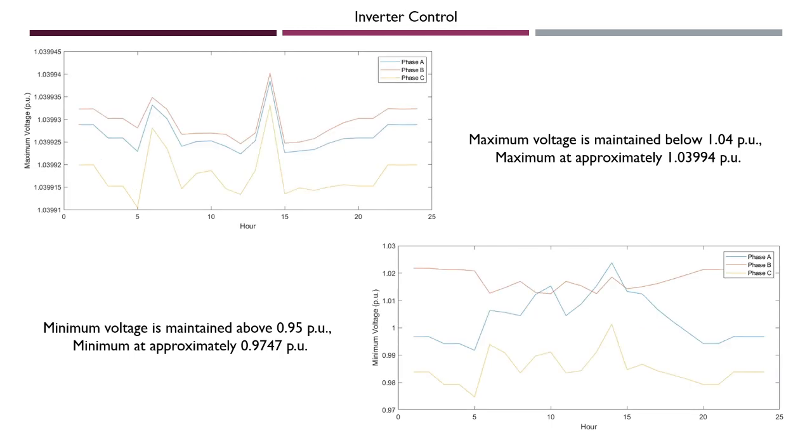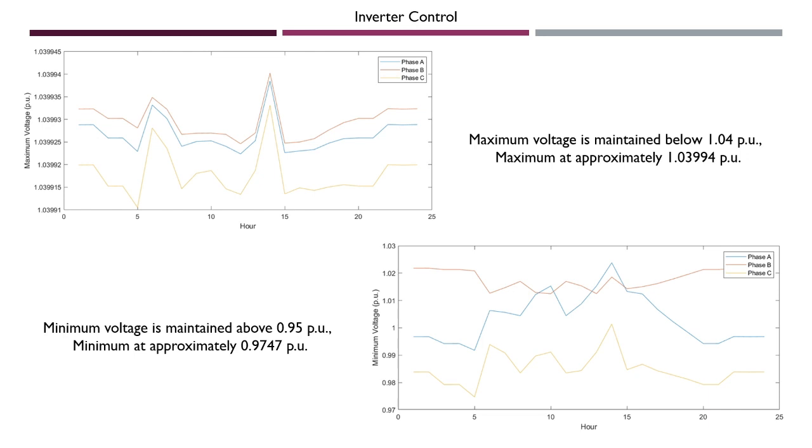The inverter control is additionally maintained below 1.04 and above 0.95, with a more healthy low-end voltage at 0.9747, and the high-end voltage is 1.03994. So we're also a little bit lower on this end. And that peak again occurs at hour 14, where the PV generation is at its maximum, and the load is not very high.